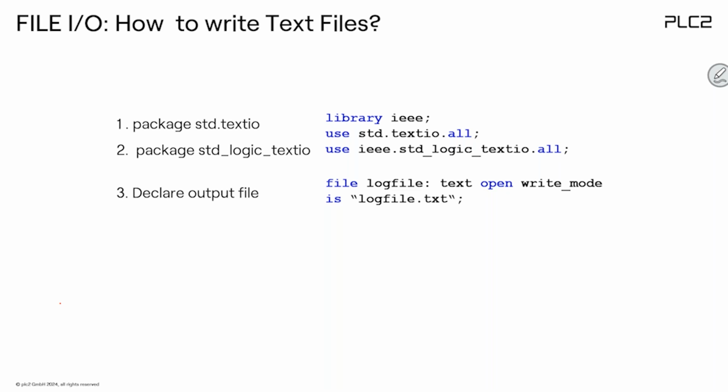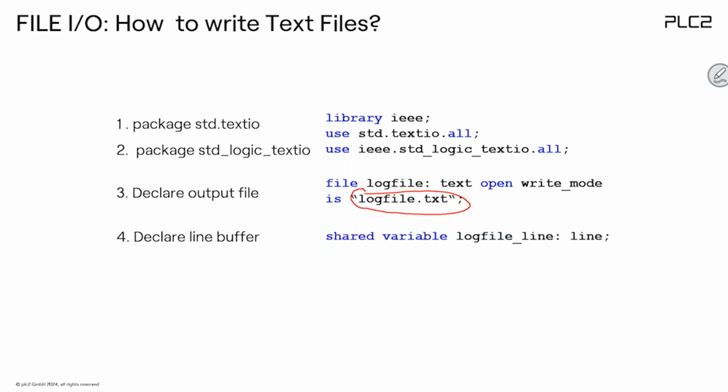So in this case, file, log file, text, open, write mode, and then you set up the name. In this case, I'm using the name log file text. And then we declare the line buffer, because you will see you usually never write directly to a file. You always first write to a line buffer, and then you just empty the line buffer to the file.